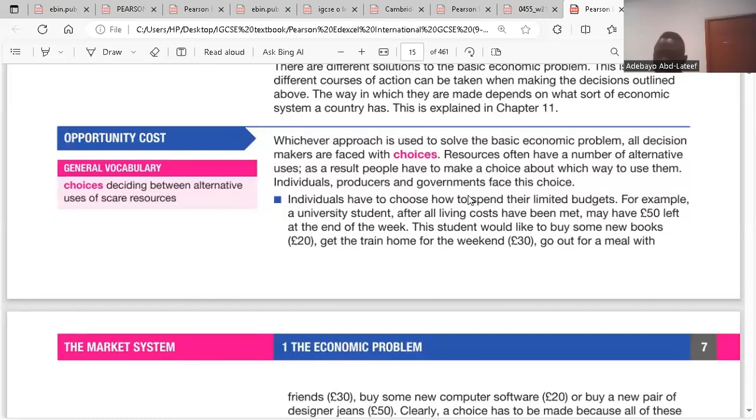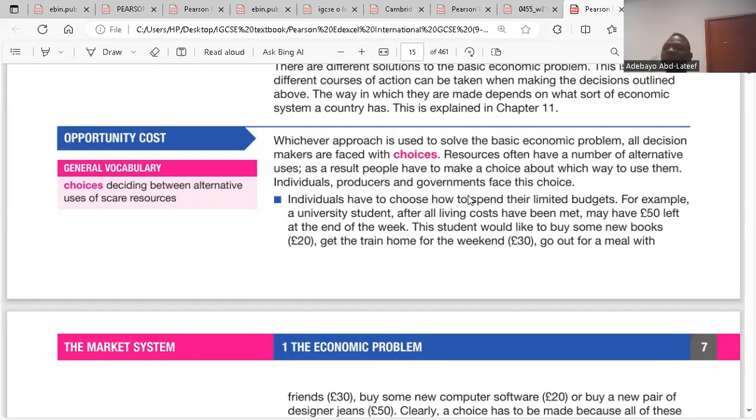So what is opportunity cost? Opportunity cost is the cost of the next best alternative forgone. So that is the cost. That means we have to produce either a black pen or a red pen. So if you are producing a black pen, the opportunity cost is what? The red pen that is not going to be produced.